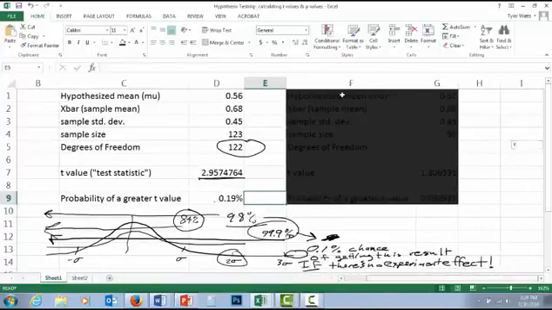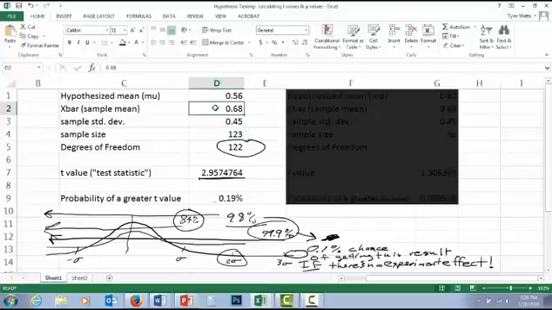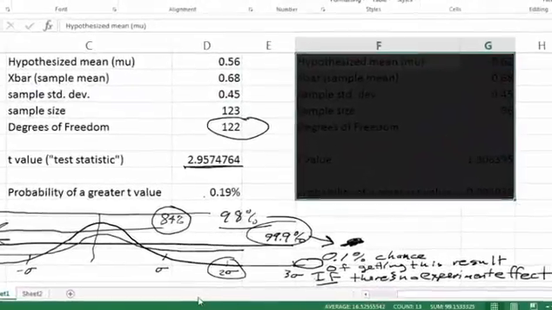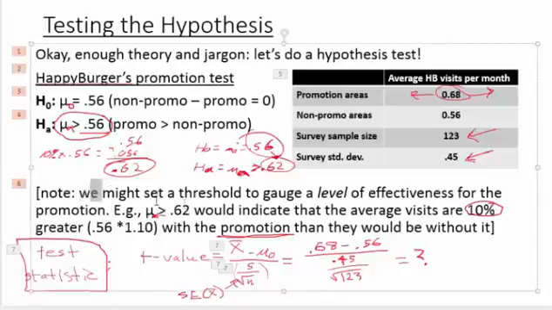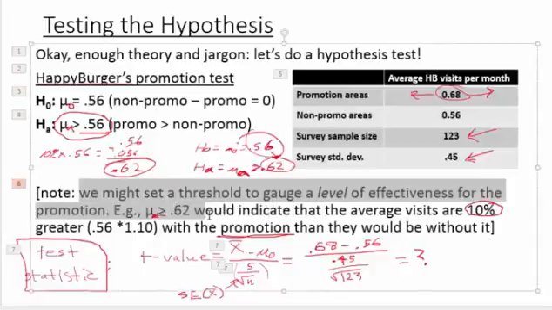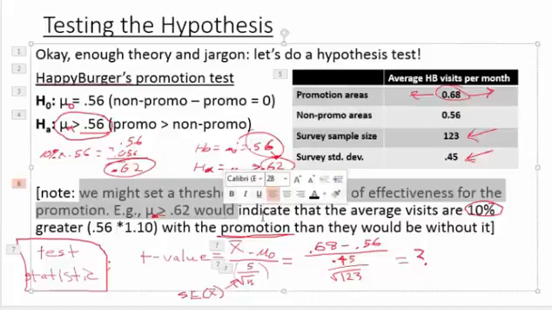First, before I move out of here, I want to remember, all I'm testing here is whether the sample mean is larger than the hypothesized mean. Well, remember, back here I said I want to set a threshold to gauge the level of effectiveness. Maybe to say, is the experiment 10%? Does it generate 10% more visits? That would require a hypothesized mean of 0.62 for the null.